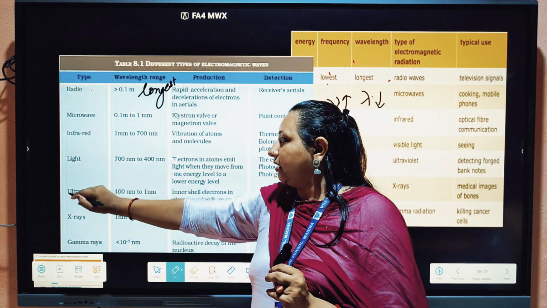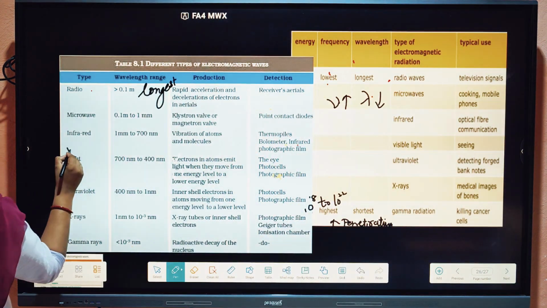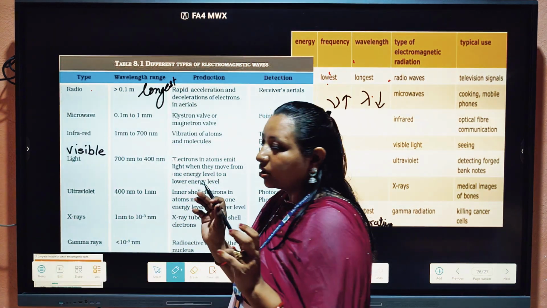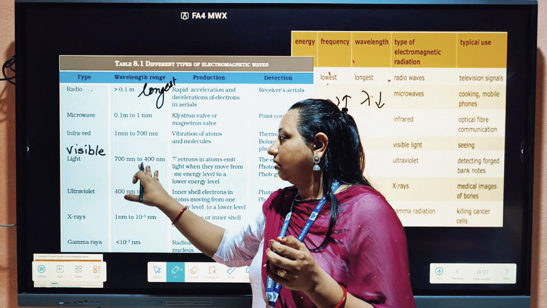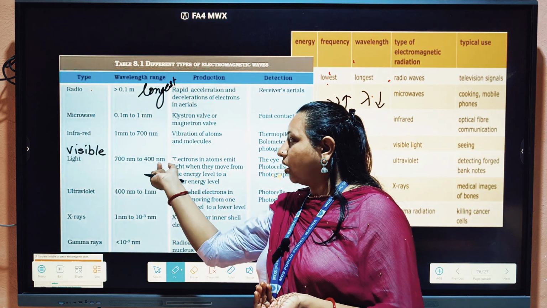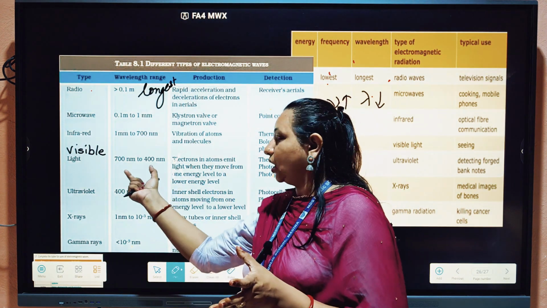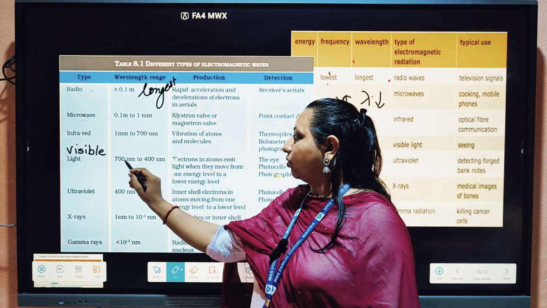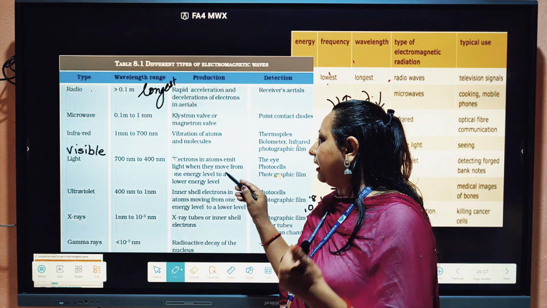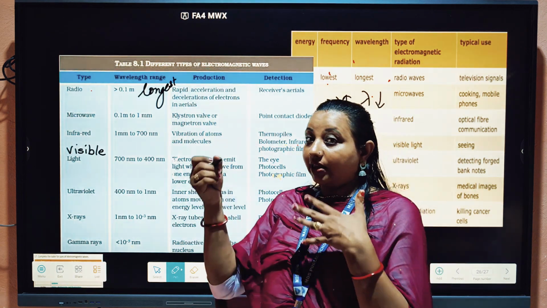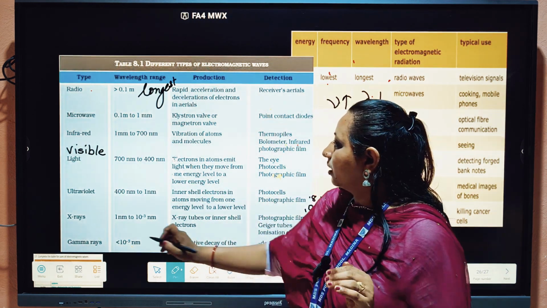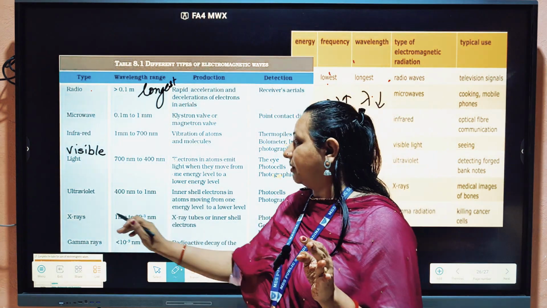Then we have visible light. These are visible light waves. Most probably you have to know their wavelength, as wavelength may be asked. Their wavelength is from 400 nanometer to 700 nanometer. This is the range of visible light rays. Electrons in atoms emit light when they move from a higher energy to a lower energy. When the energy states change, visible light rays are produced. Our eyes can detect visible light rays.